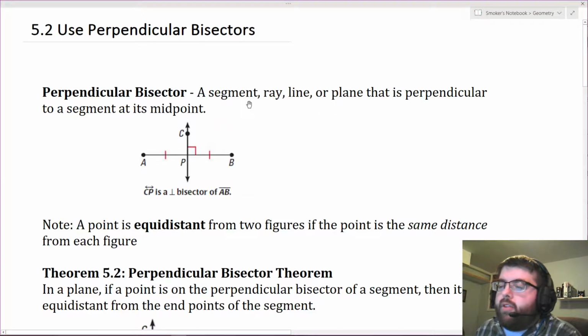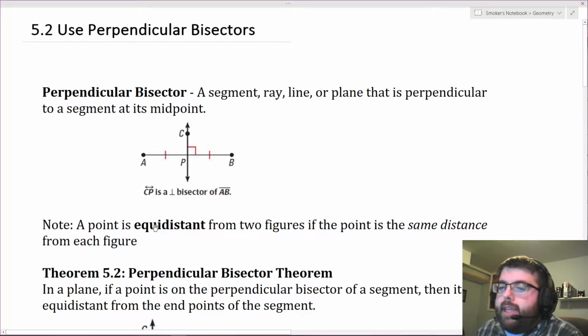But we're going to usually see a segment or a line, sometimes a ray, going through a line segment right at the midpoint, meaning exactly in the halfway. So whatever the distance from P to B is, it'll be the same to go from P to A.